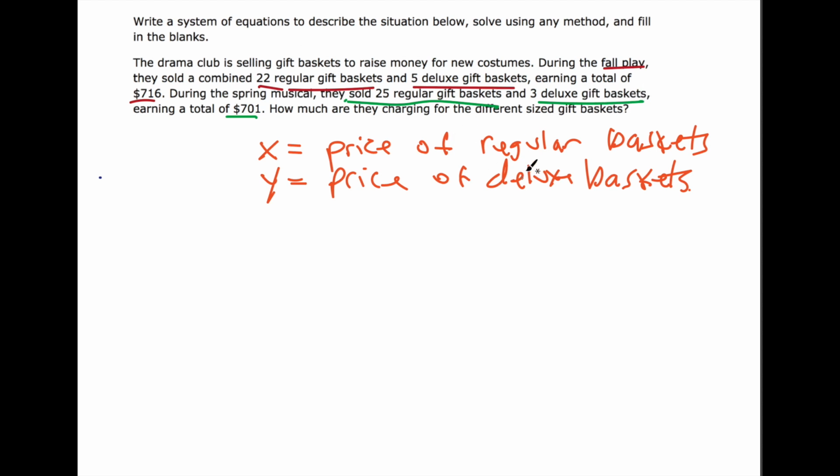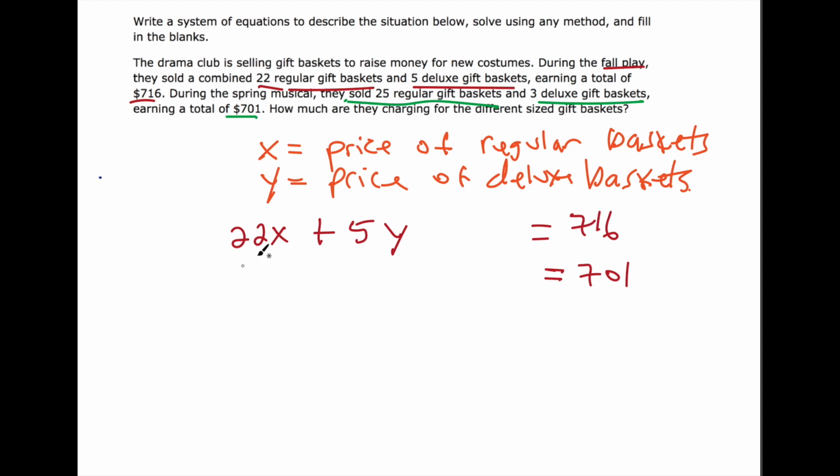So let's just read the problem again. But I do know the total, if it says total, so like over here it says a total of 716, and the other one says a total of 701. I know those numbers are going over here. First one is total of 716. All right, so the other one says total of 701. All right, so we have 22 regular baskets. So 22 at a price of x dollars per basket plus 5 deluxe baskets at a price of y dollars per basket is equal to that number way over there.